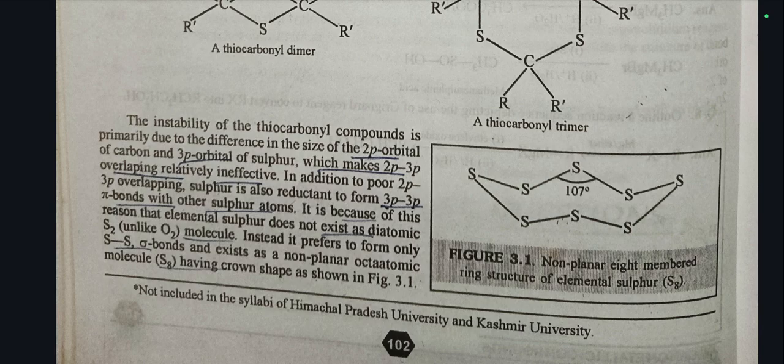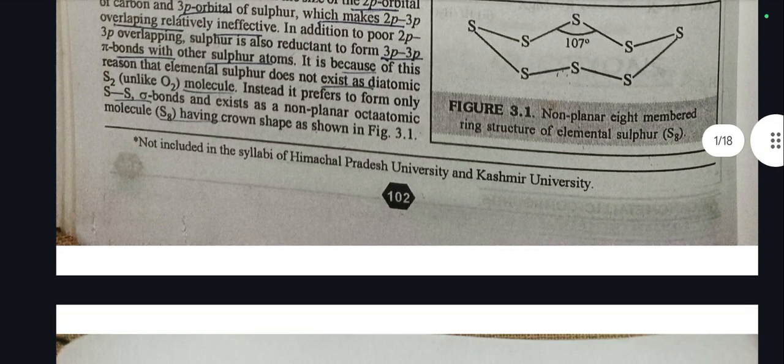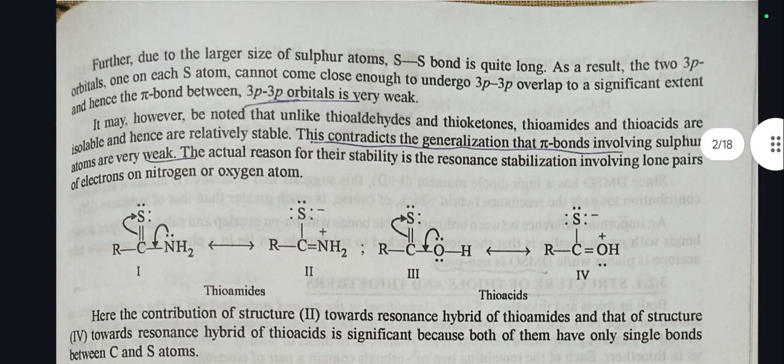The angle is 107 degrees. This is the non-polar 8-member ring structure of elemental sulfur. Further, due to the large size of the sulfur atom, the S-S bond is quite long. As a result, the two 3p orbitals on each S atom cannot come close enough to undergo 3p-3p overlap to a significant extent, and hence the pi bond between 3p-3p orbitals is very weak.